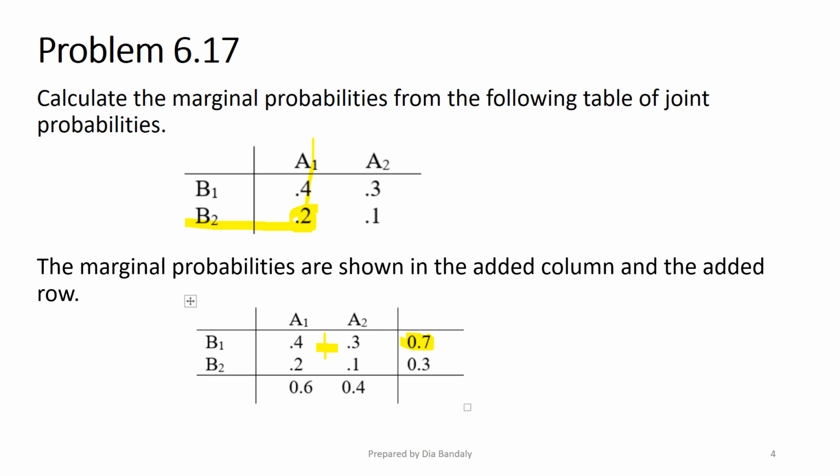Okay, and the same we can also interpret the sum of the columns, right? So for example, this 0.6, that was the sum of 0.4 plus 0.2, which gives us 0.6, and this is nothing but the probability of A1. So you see that from the marginal probabilities, given the joint probability table, we can get then the probability of these events. So P of A1 is 0.6, P of A2 is 0.4, P of B1 is 0.7, P of B2 is 0.3.